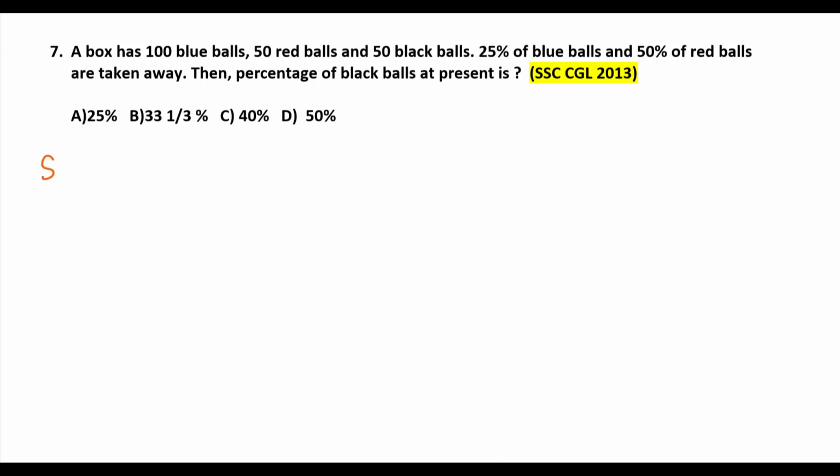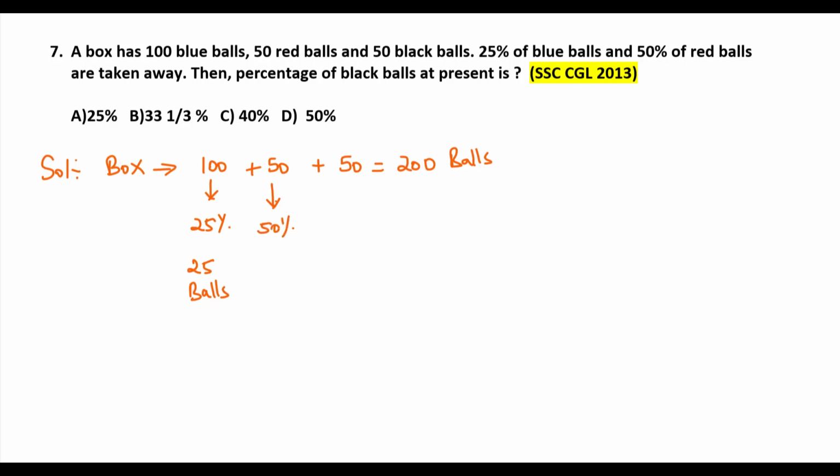So let's solve. From the question we understand that the box has 100 blue, 50 red and 50 black, so the total number of balls is 200. Then 25% of blue balls are taken out. 25% of 100 is 25 balls. And 50% of red balls is also taken out. 50% of 50 is again 25 balls.